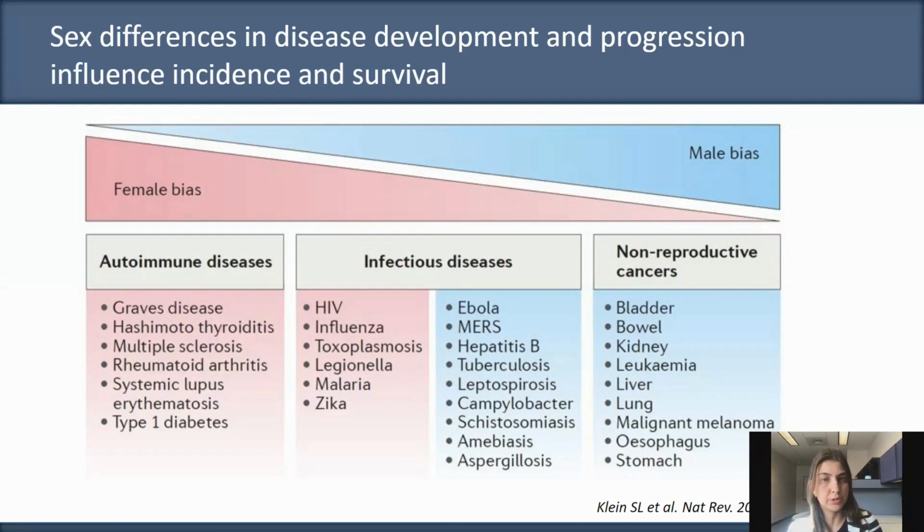So there are a lot of autoimmune diseases that have higher incidence in females. As for cancers, we see that most cancer types will have higher incidence in males. Males also have worse prognosis for most cancer types. For infectious disease, we see that some will have a female bias, while other infectious diseases have male bias.